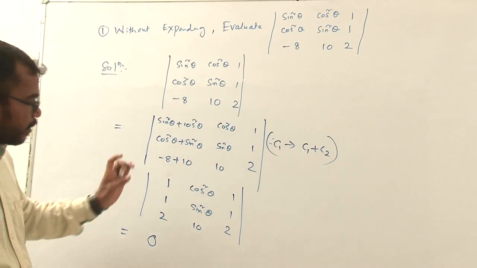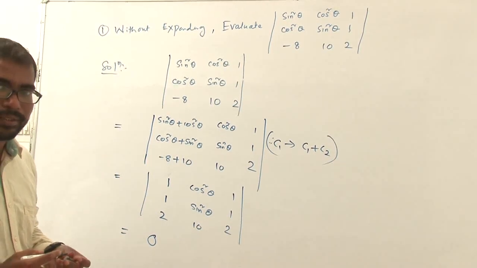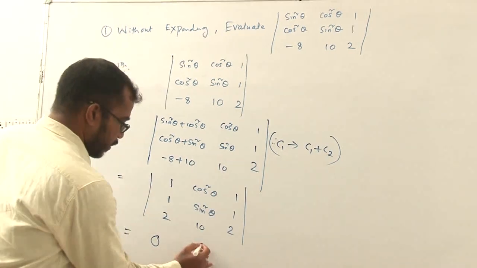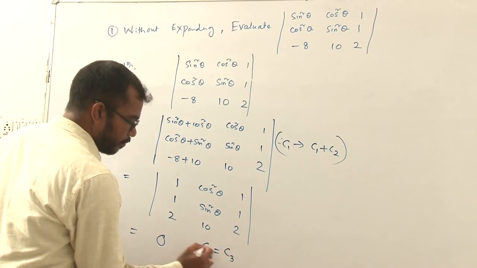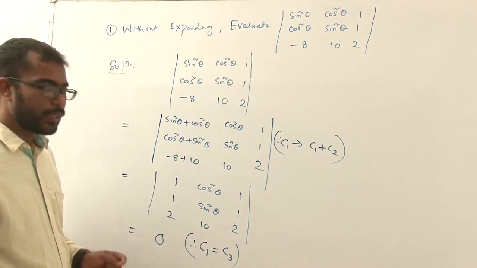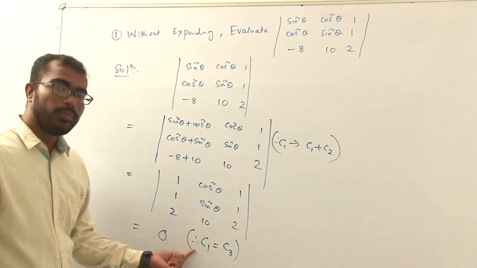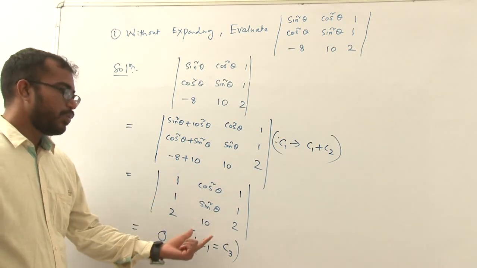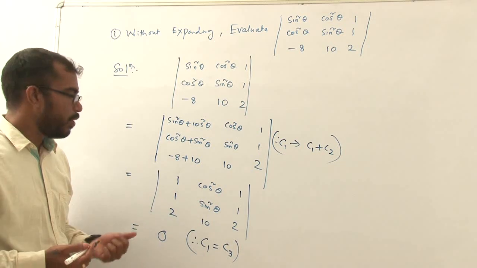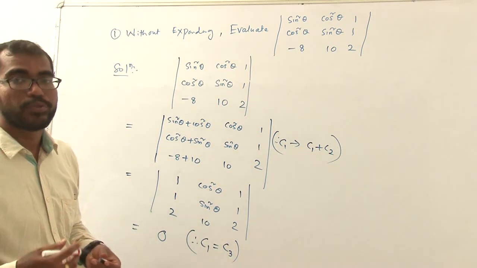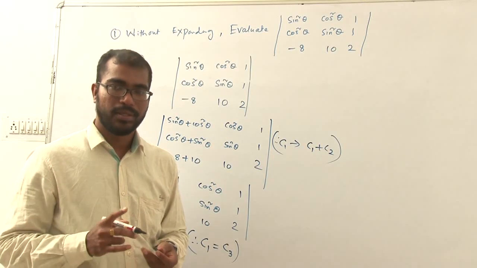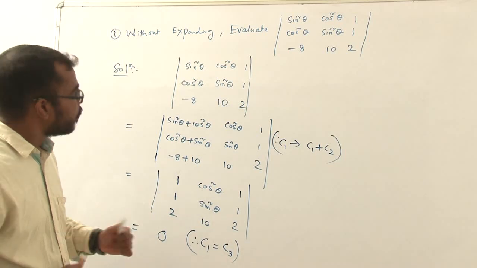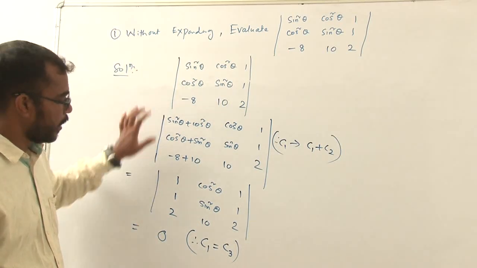Why? Because here, according to property number 3, column 1 and column 3 are the same. This is the reason to write directly 0, because in this determinant all the elements of column 1 and column 3 are the same. As we have known, if any two rows or columns of a determinant are identical, then the determinant will be 0. So the solution of this question is 0.